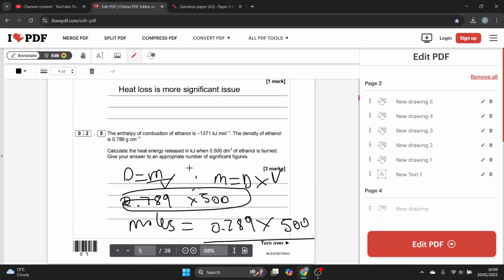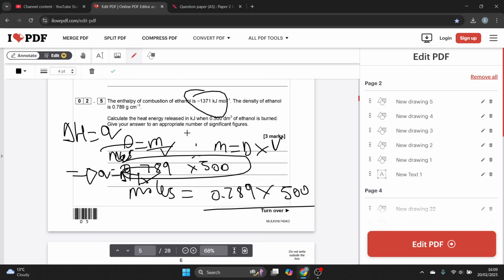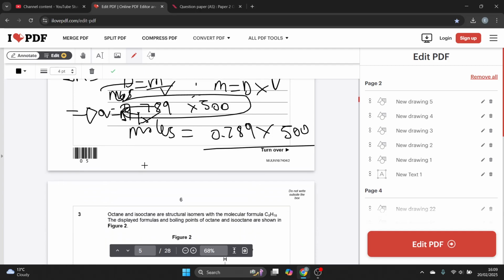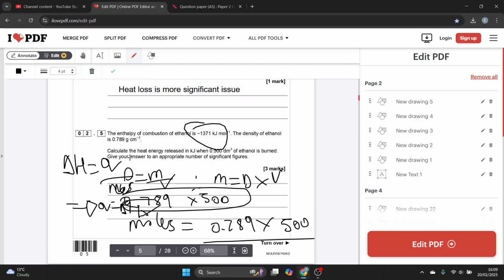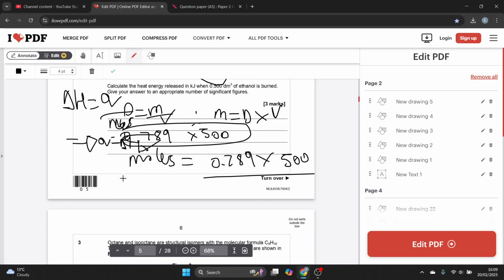Then once we've got the number of moles, find out the heat energy released. Well, delta H equals Q divided by moles. I want to find the heat energy released, therefore Q equals delta H times moles. Delta H is 1371, so it's going to be 1371 times my answer. I don't care that it's negative, I'm not going to include that. Therefore, my answer is 11757. Appropriate number of significant figures, we could say 11800 kilojoules.